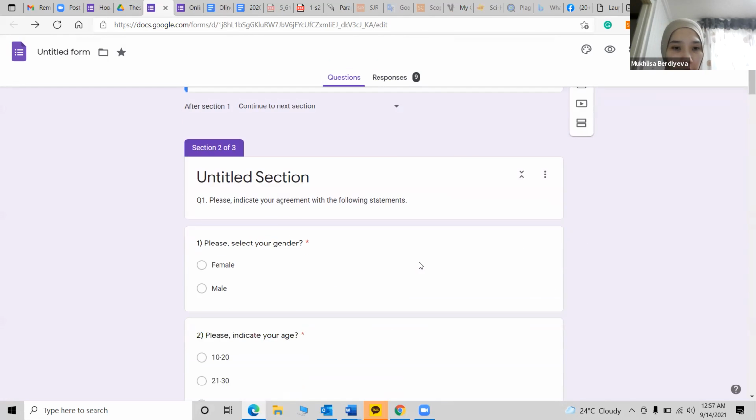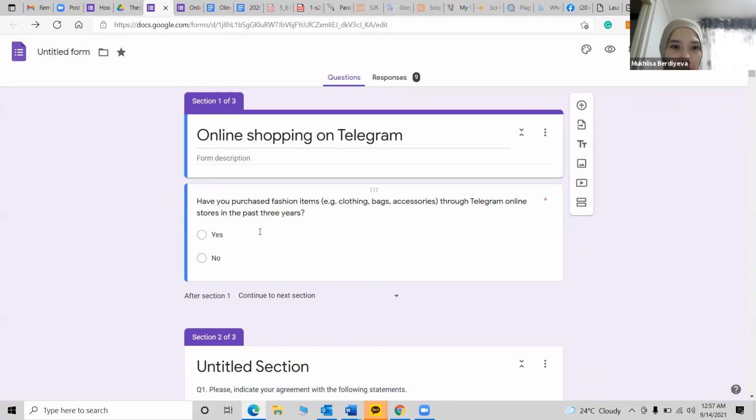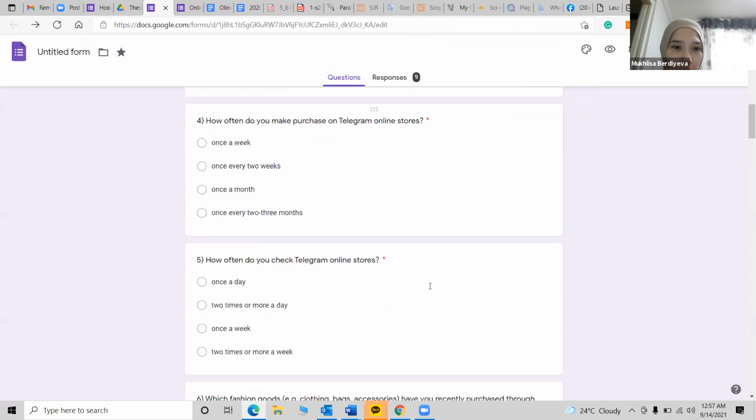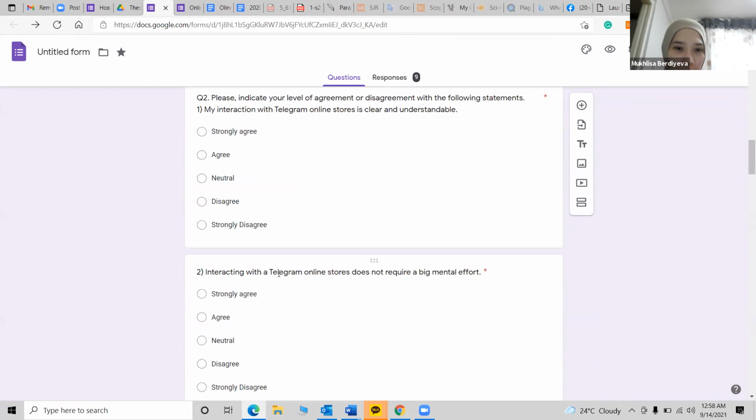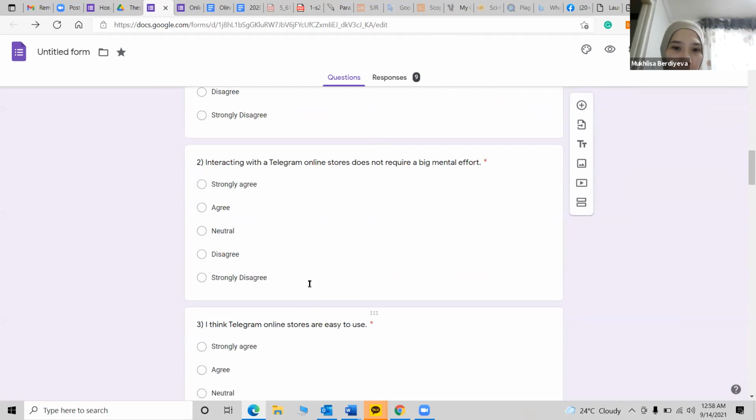However, I'm not sure, if they are asked, have you purchased a fashion item from the Telegram online store, and they choose no, there are mostly questions related to, for example, interacting with Telegram online stores did not require a big mental effort. If they are not familiar with a Telegram online store, how will they answer this question? I'm just curious about that.